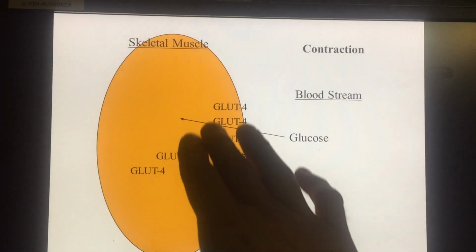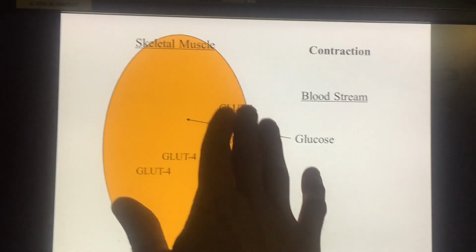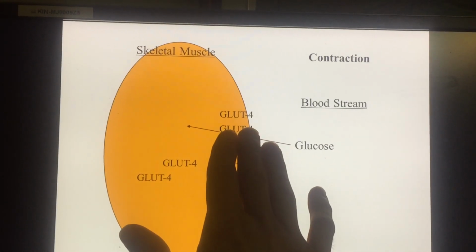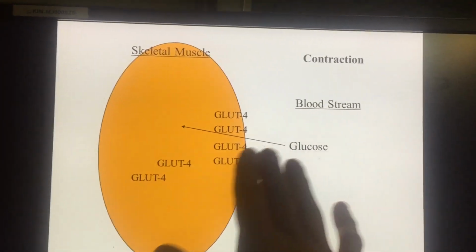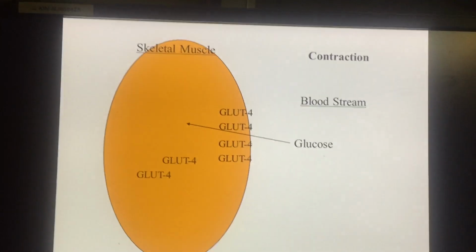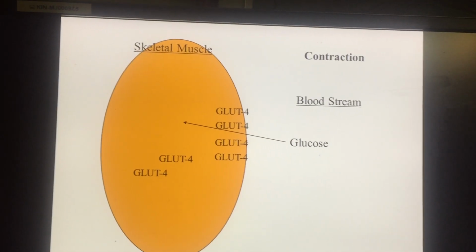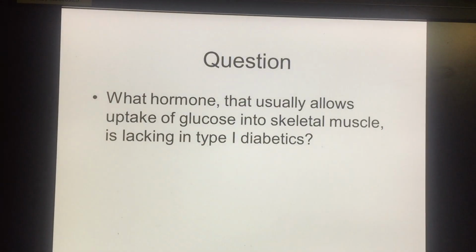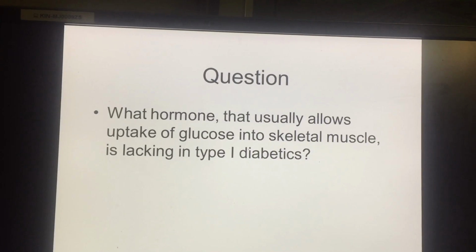You'll notice that of the pool of glucose transport proteins, only a portion of them go to the muscle fiber membrane in response to contraction or exercise. And there's a portion that stay inside the muscle. So those ones aren't reactive to exercise. They're reactive to something else. And they're reactive to the answer to this question.